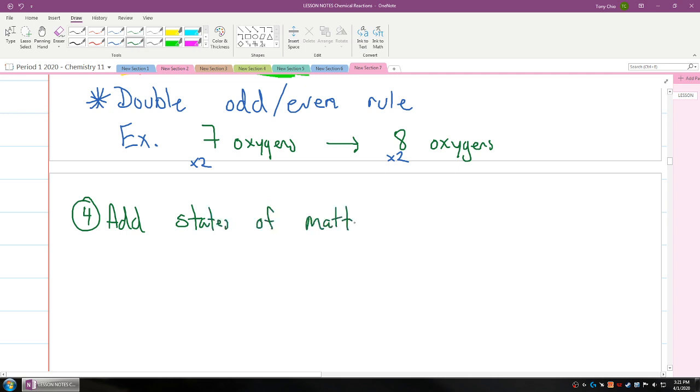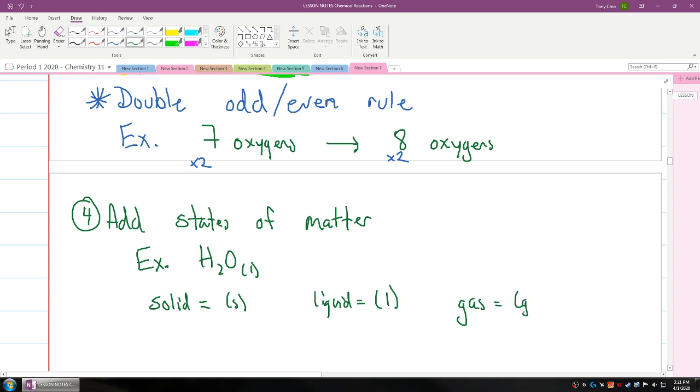Okay, so what does that mean? Well, this means your solids, liquids, and gases. To represent states of matter, you write right below the chemical formula. For example, if you have water, you put a little subscript L in brackets, and that states that this water is a liquid. Likewise, solid is going to be S, liquid is going to be L, and gases are going to be G.